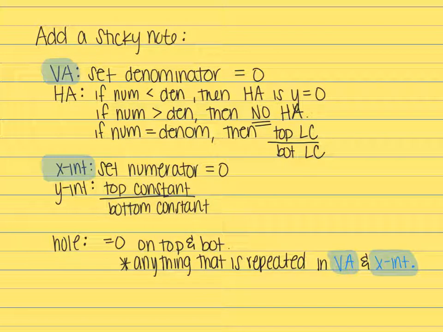And then lastly, a hole. A hole is where you have a 0 on top and bottom. And so you'll see I have highlighted in blue, if you have a repeat of a vertical asymptote and an x-intercept, that is actually going to give you a hole. So anything that is repeated in the vertical asymptote or the x-intercept will give you a hole, not a vertical asymptote. So we'll see that in an example.